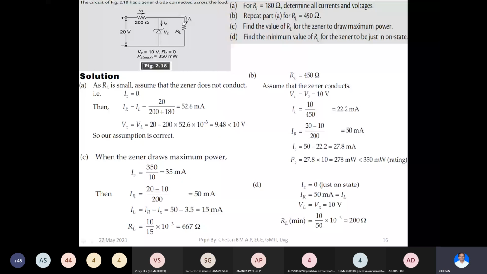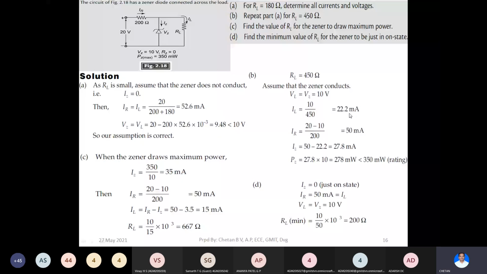After that, calculate IL by using Ohm's law. That is V is equal to I into R, so I is equal to V by R. Therefore, IL will be equal to VL by R. R is 450. You found out that to be 22.2 milliampere. Then afterwards, from this you calculate IR.